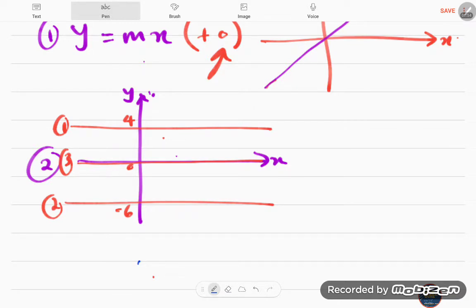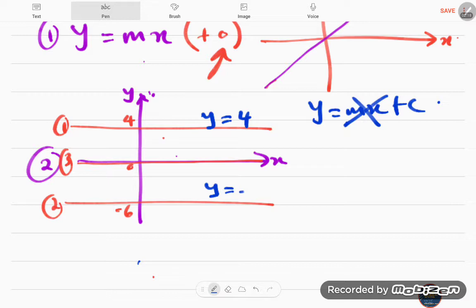they are parallel to the x-axis, which means that they do not cut the x-axis, especially if you look at 1 and 2. But for 1, because it does not cut the x-axis, it means that from our y equals mx plus c statement, the mx has to disappear because there is no x where the line cuts through it. So the equation of this is just going to be y equals 4. Same thing, when you look at the one at the bottom, it's going to be y equals minus 6. That's the equation because there is no place where it actually cuts the x-axis.